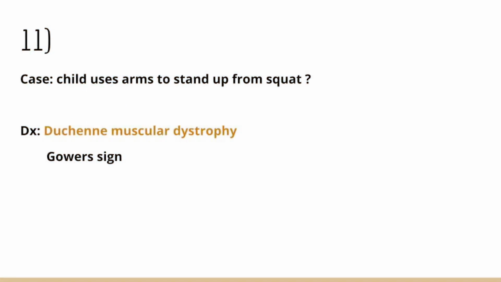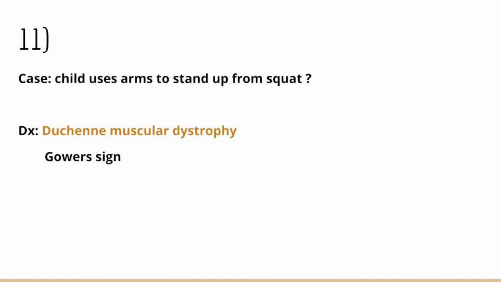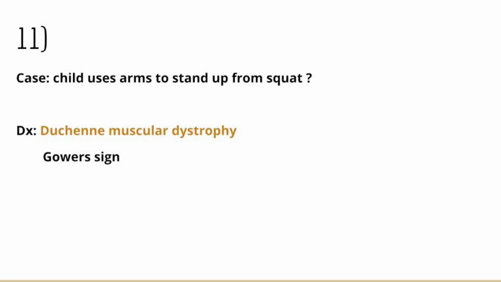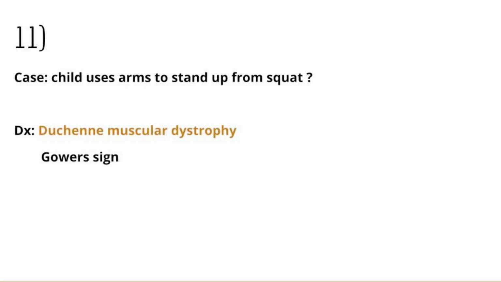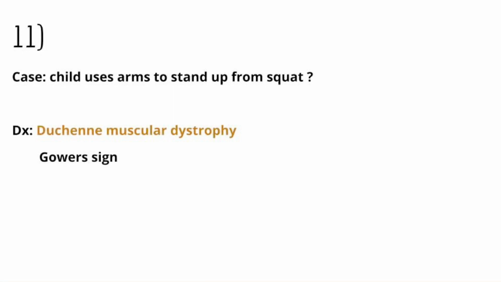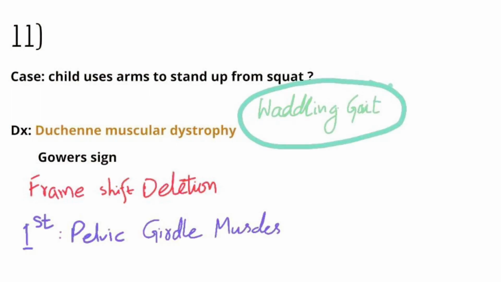And the 11th case scenario is the child uses arms to stand up from the squatting position or sitting position. This sign is very important and it is called as Gower's sign. It is seen in Duchenne muscular dystrophy. As we have already discussed a little, Duchenne muscular dystrophy is an X-linked recessive disorder which is typically due to frameshift deletion or nonsense mutation. That is, the truncated or absent dystrophin protein will be present in these patients of Duchenne muscular dystrophy.